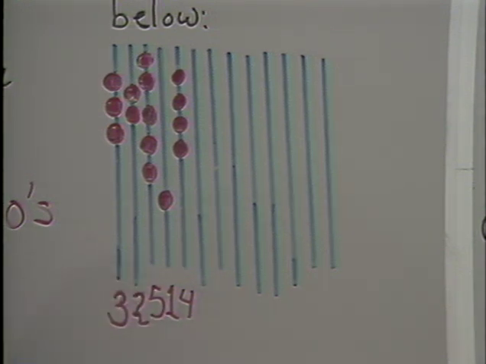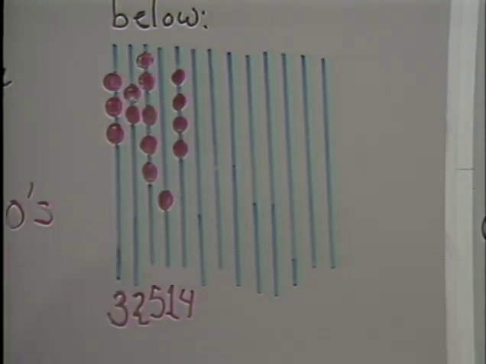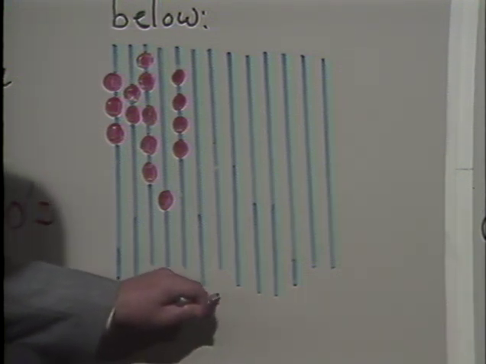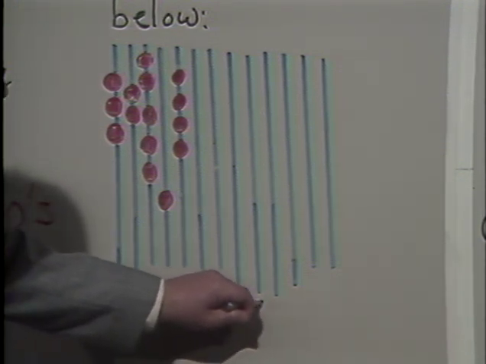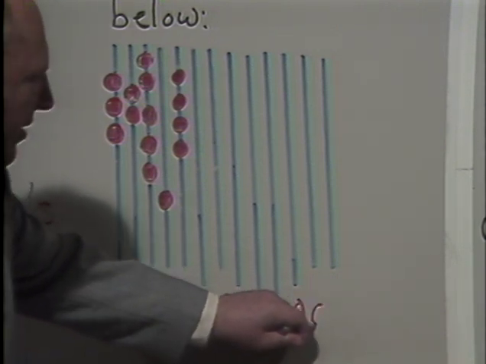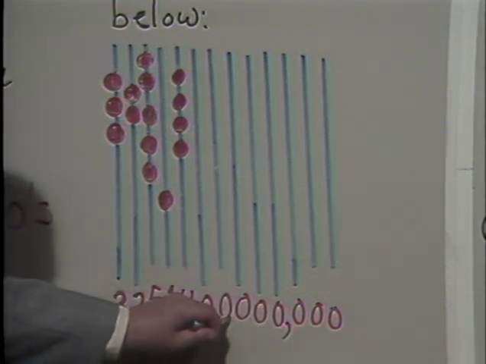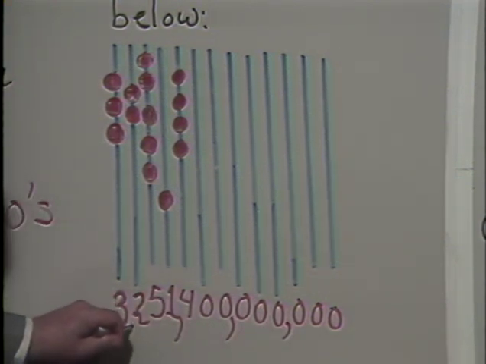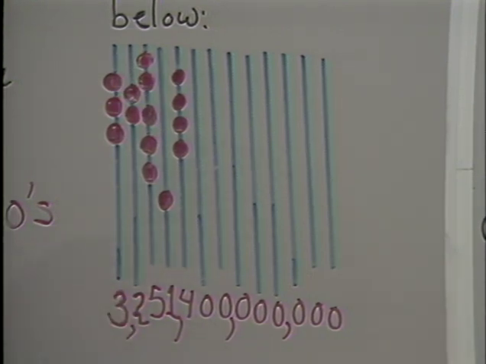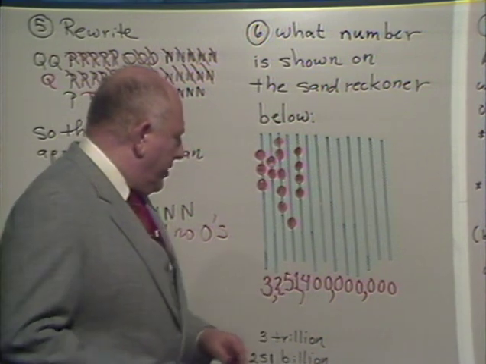The problem is, when I erase the lines, I've got to have a placeholder. So basically, for every line that had nothing on it, I have to replace that by a 0. There were none on this line, none on this line, none on this line, and so on. Now I put the commas in at 3-digit intervals, and that's the number. By the way, all it says is what number is shown. This is the number that's shown.